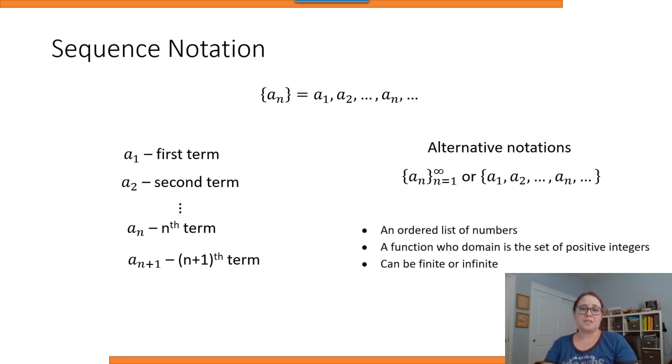In general, the characteristic of a sequence is that it's an ordered list of numbers. We're usually looking for patterns here. It acts much like a function whose domain is just the set of positive integers. So you'll see I have a1, a2, a3. There's no a 1.5 or anything like that. It's only positive integers that we're plugging in. These can be finite, so maybe they have a definite start and end, or they can go on forever and be infinite.